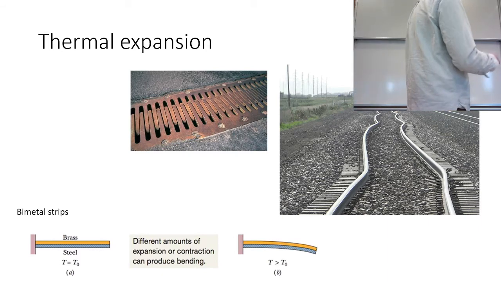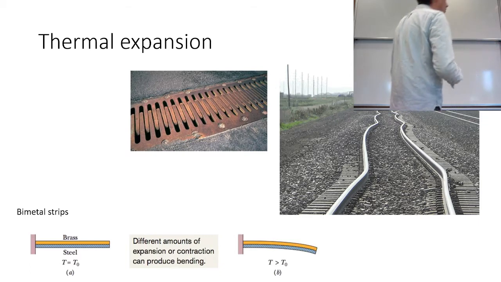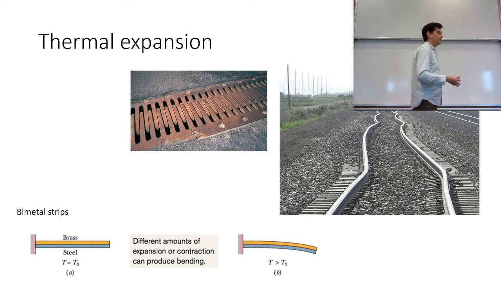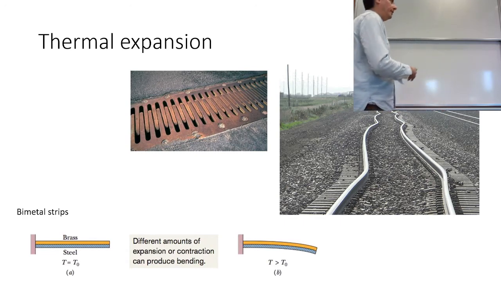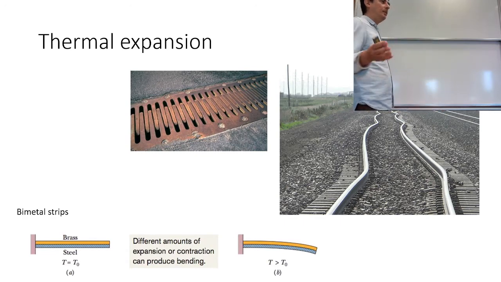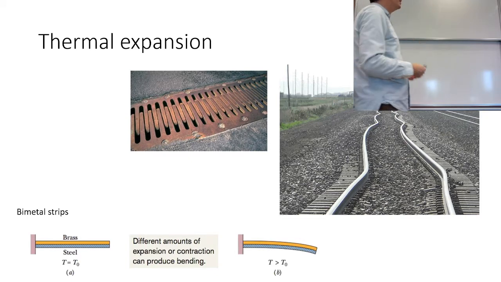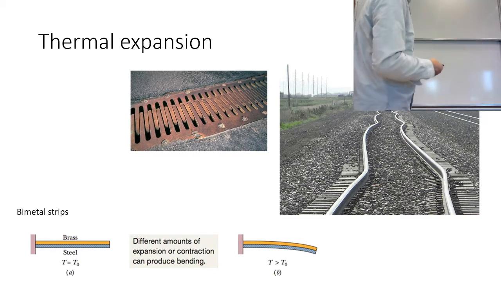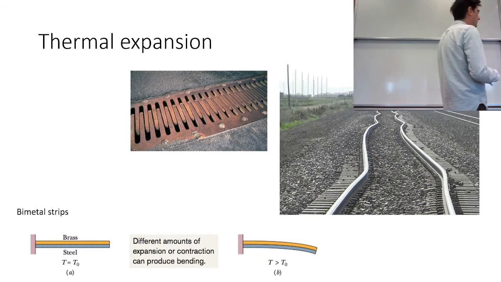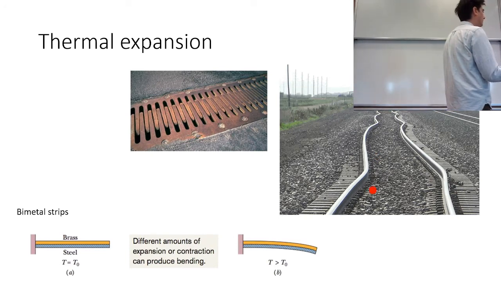This is why you see such constructions in roads, because a road is exposed to various swings in temperature in summer and winter, and if you don't build these things in, then the roads buckle. This is an example of a poorly constructed, I guess, railroad.